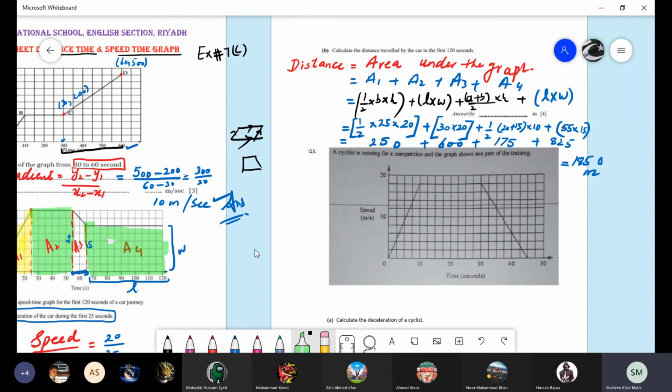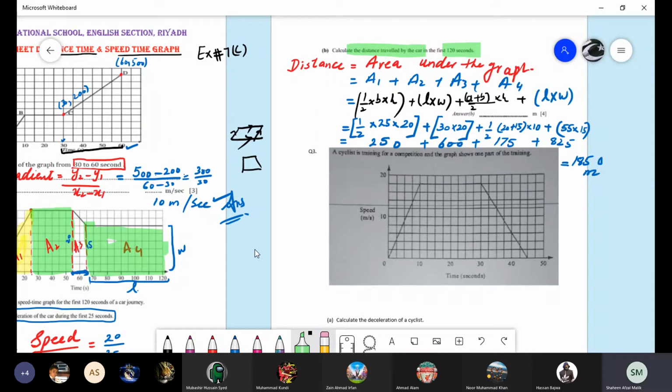The question was: calculate the distance traveled by the car in the first 120 seconds. So we have to cover the whole graph line up to 120. We have to divide the area under the graph line into different portions, and there are a total of 4 figures. One is a triangle, the second is a rectangle, the third is a trapezium, and the fourth one is again a rectangle. Just write the formula of all those and then substitute the values according to the graph.